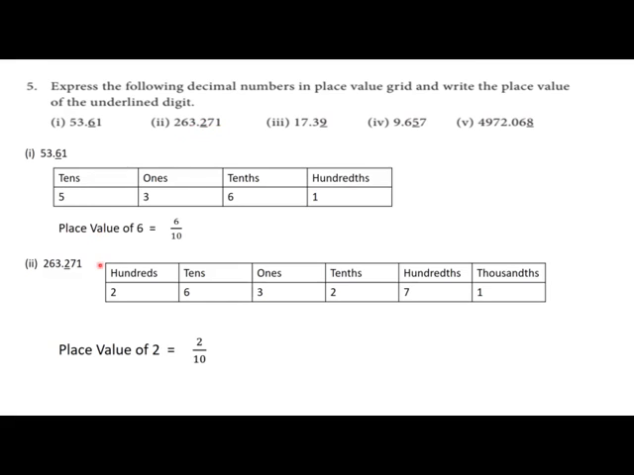Similarly for the next one, 263.271. So first one is in hundreds place, then tens, then ones. So hundreds, tens, ones. After the decimal, tens, hundreds, thousands. So 271. They asked to find the decimal value of this 2 after the decimal. So that will be tens place. That is, the answer will be 2 by 10.